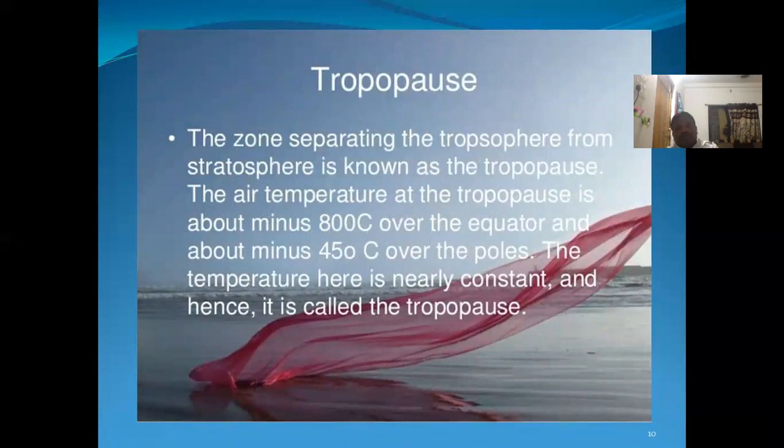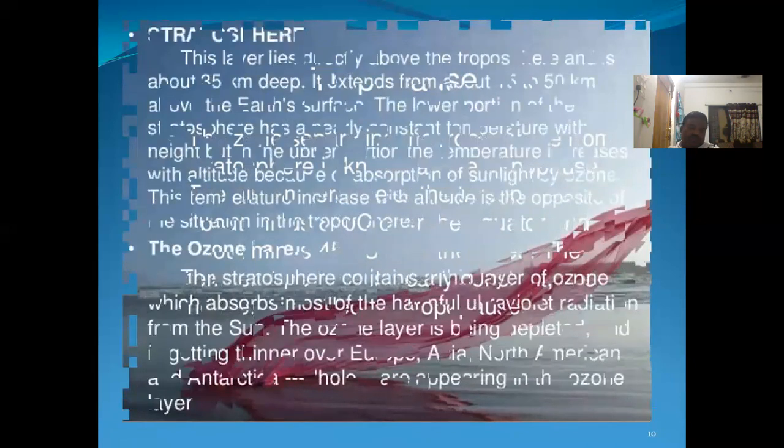Tropopause. The zone separating the troposphere from the stratosphere is known as the tropopause. The air temperature at the tropopause is about minus 80 degrees centigrade over the equator and about minus 45 degrees centigrade over the poles. The temperature here is nearly constant and hence it is called the tropopause.